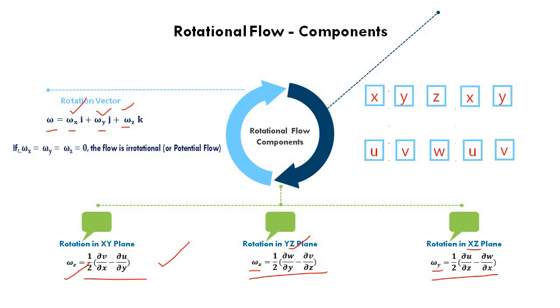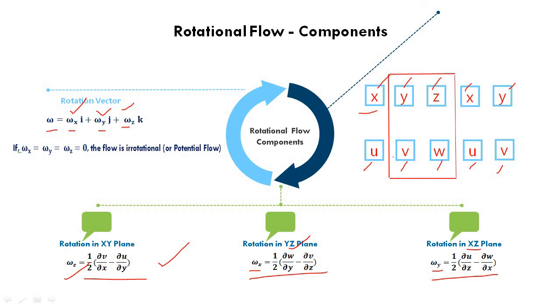Suppose you need to find the equation for omega x. Okay, omega x. So we write like this. On the top you have the space coordinates x, y, z. Then again you write x, y, and at the bottom you write the corresponding component velocities u, v, w, then u, v, w. So corresponding space coordinates and velocities you write, one at the top, one at the bottom.